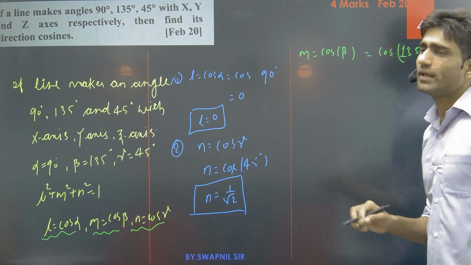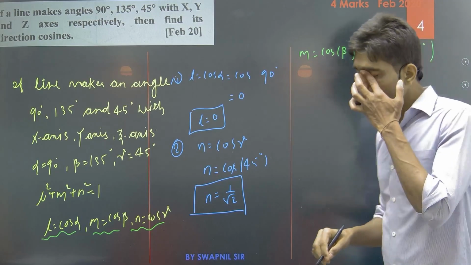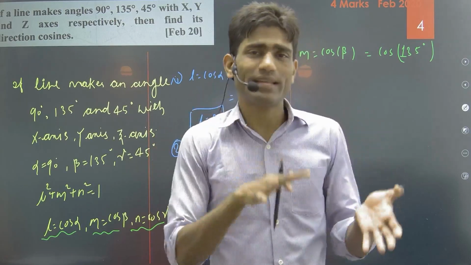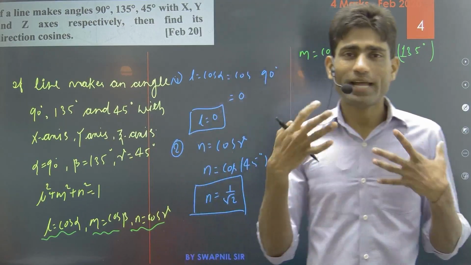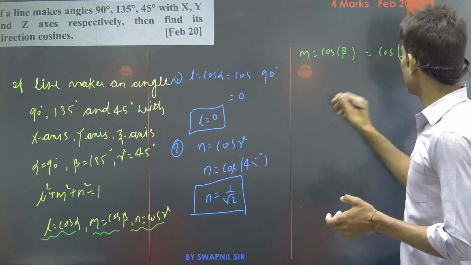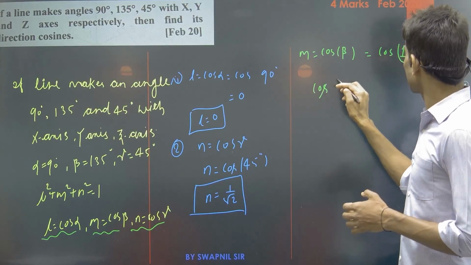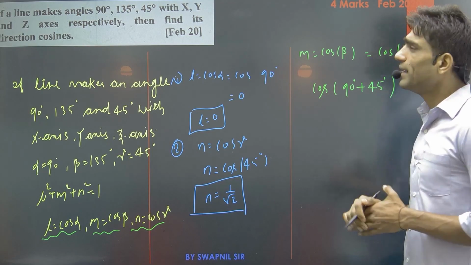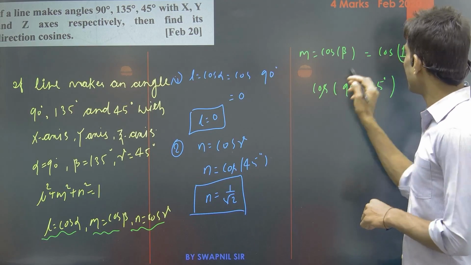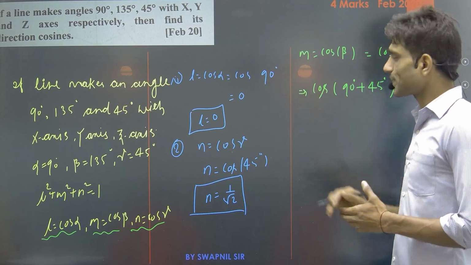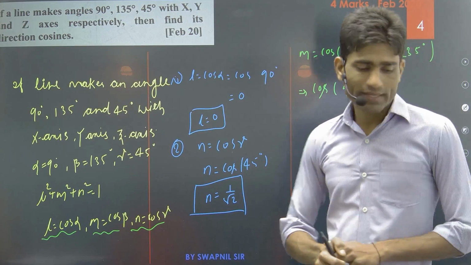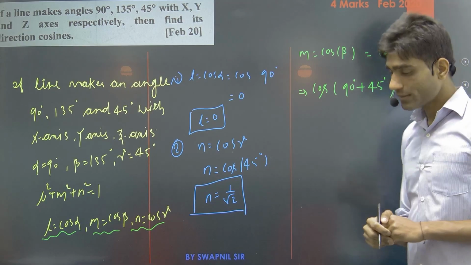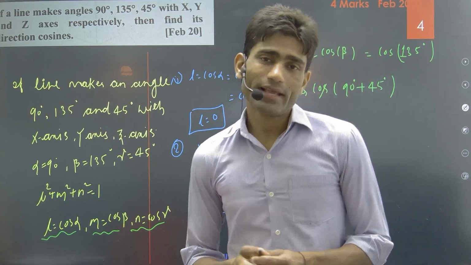Cos of 135 degrees. Okay, and 135 can be written as a sum with some standard angle, like 90 plus some theta or 180 minus some theta. So that way you have to define this one. So we can write cos of 90 degrees plus 45 degrees, which can be written as cos 135 degrees. Now using allied angles you can define the value here.